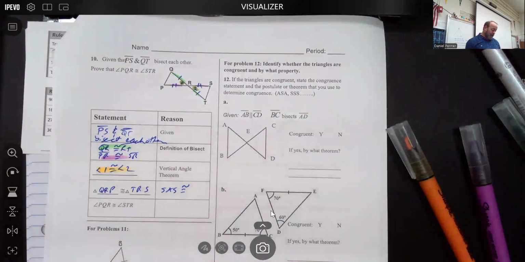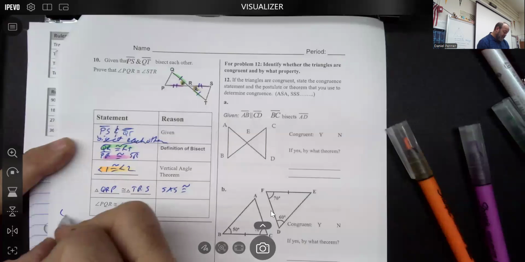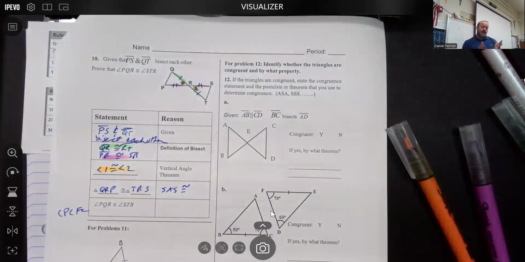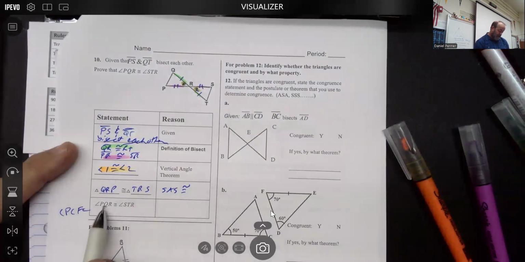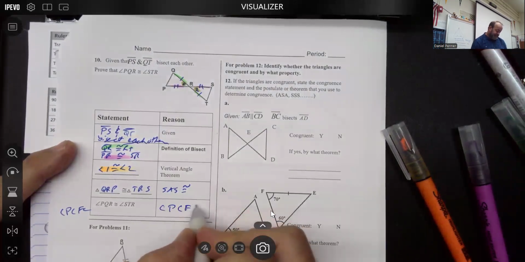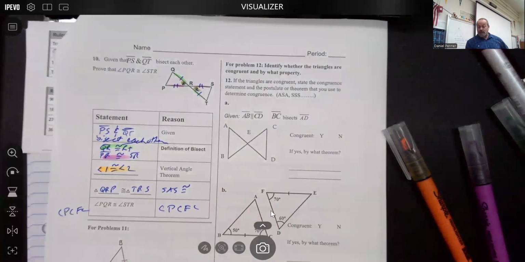But then remember, we have this little thing that says CPCTC, that if the figures are congruent, then the pieces are congruent. And the specific pieces that I wanted is PQR. Notice PQR is the same as STR. That's exactly right. That's in the right order, CPCTC. And so, yeah, I guess we got it.